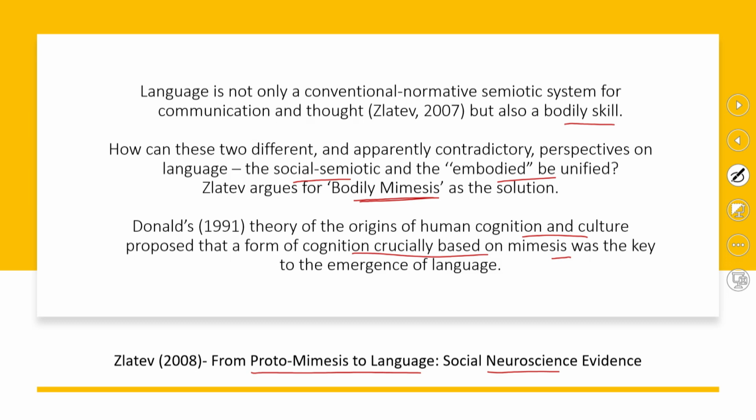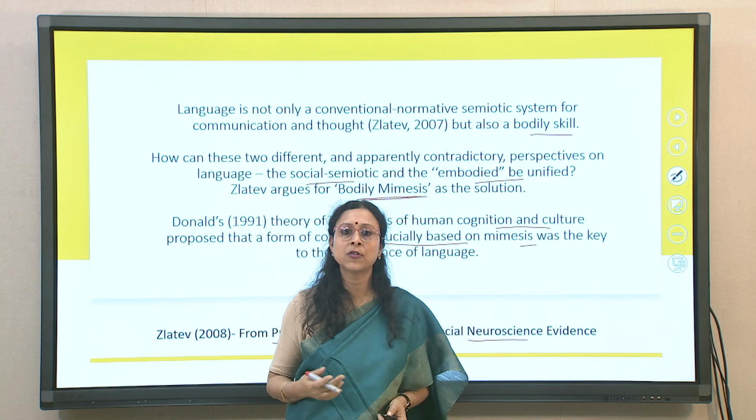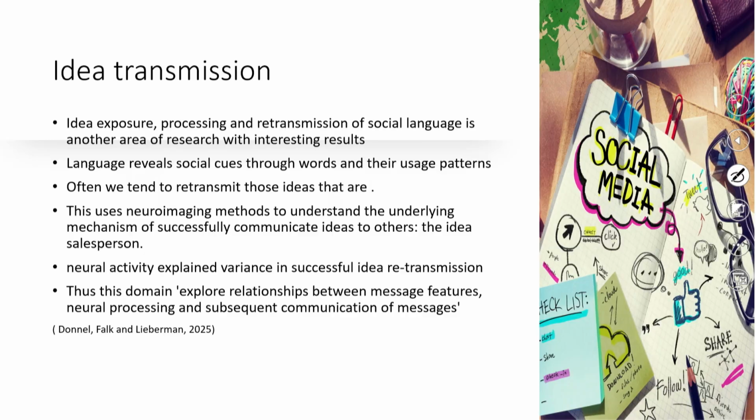Now, this takes us to the domain of language evolution, which is again a very important and rather broad domain to discuss, but it is one of the domains where social cognition and neuroscience come together. Similarly, another interesting recent domain studied by many scholars is idea transmission. How do we take information, how do we process ideas from another source, and then how do we retransmit or transfer the idea? What is the process and what does it depend on? Idea exposure, processing and retransmission of social language is another area.